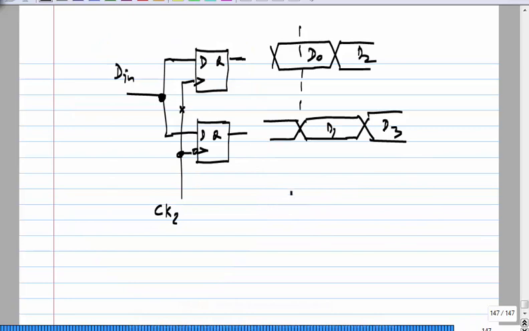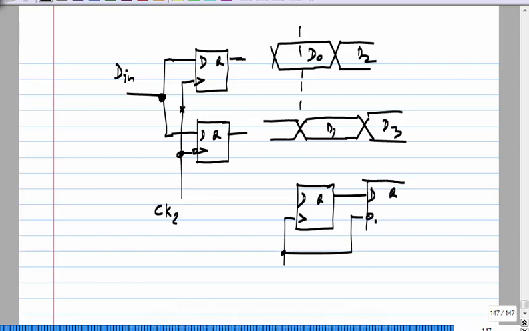Okay, I will redraw that. So essentially I'll have D, Q and the same clock. I don't need a full flip flop because it's already coming out of a flip flop, so a latch is enough. Okay. And for the lower one, I just need a negative edge triggered flip flop. Okay.